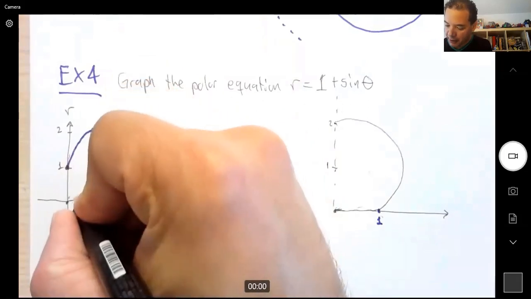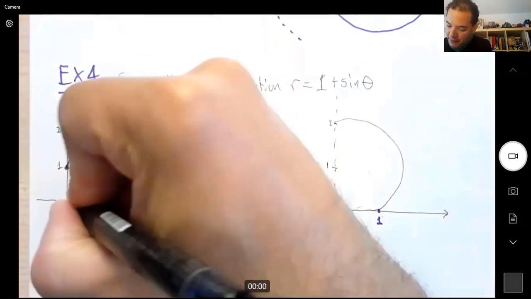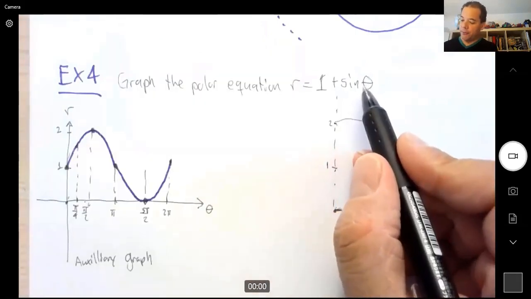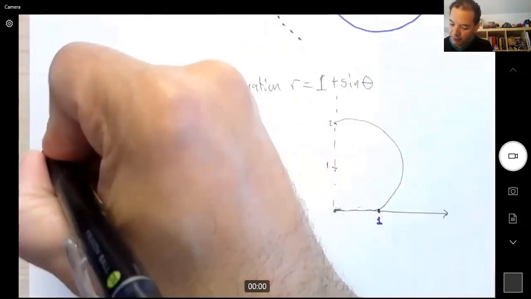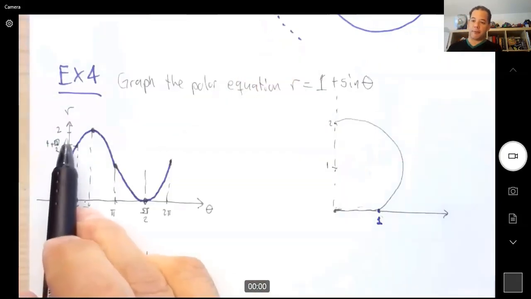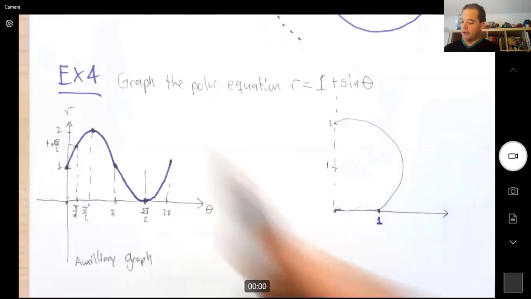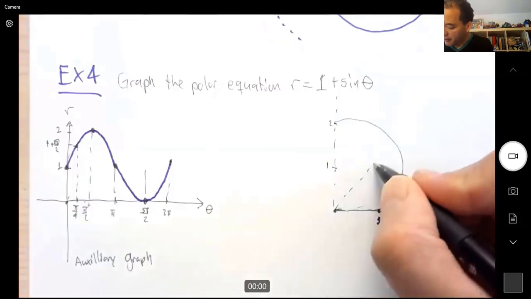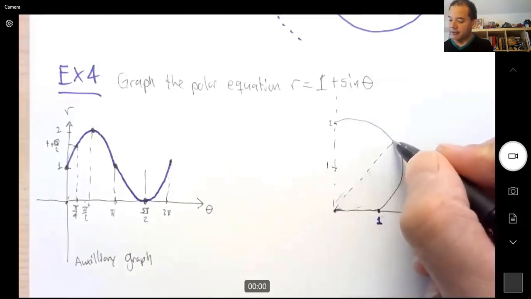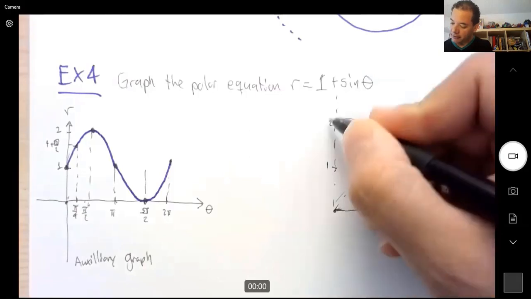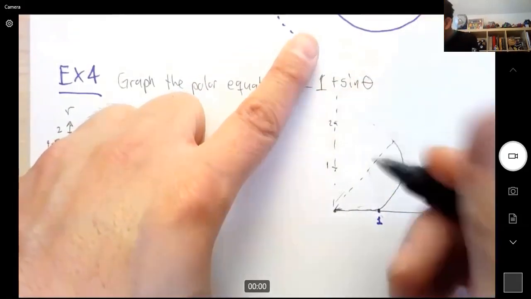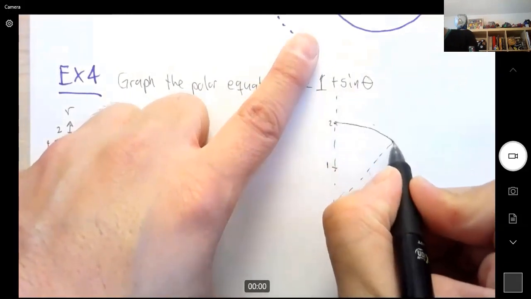For example, if you pick pi over 4, sine of pi over 4 is radical 2 over 2. So this is 1 plus radical 2 over 2, and radical 2 over 2 is about 0.7. So at half the angle right here, this should be like 1.5, right? So that's how I know it has to be a little bit fat. Maybe I went too far here because it looks a little bigger than 2. So more like this.